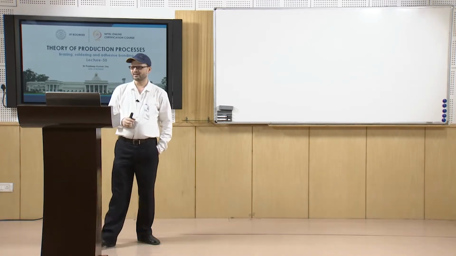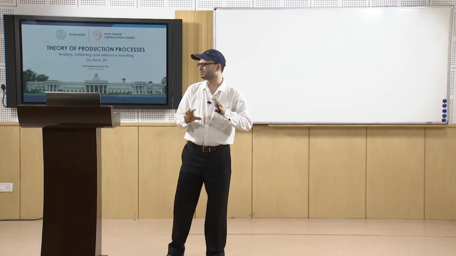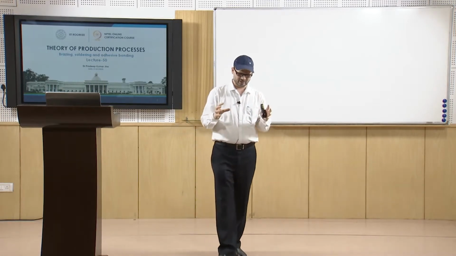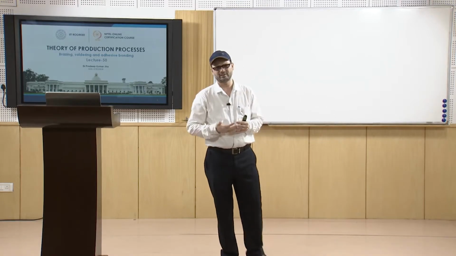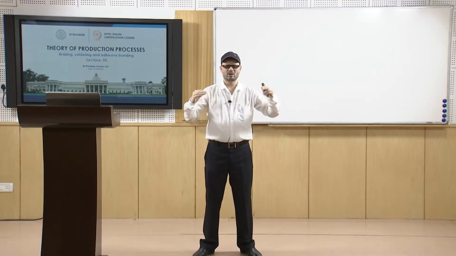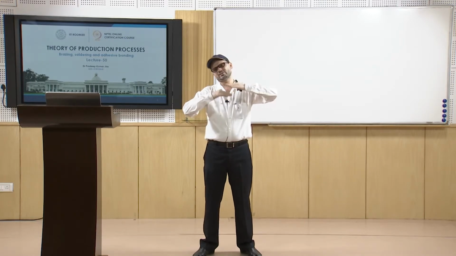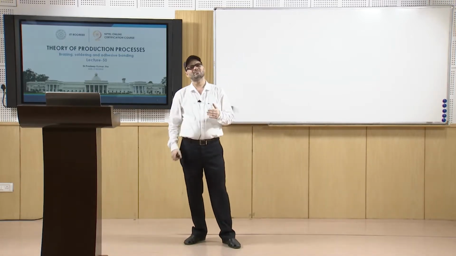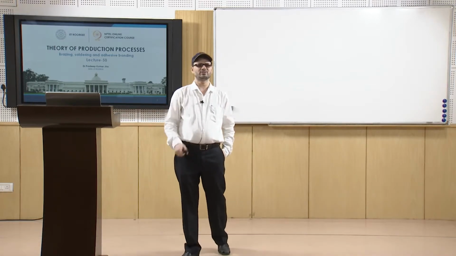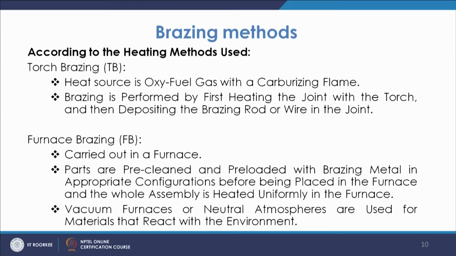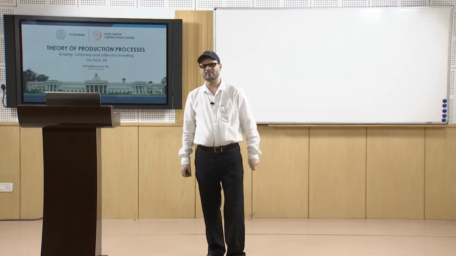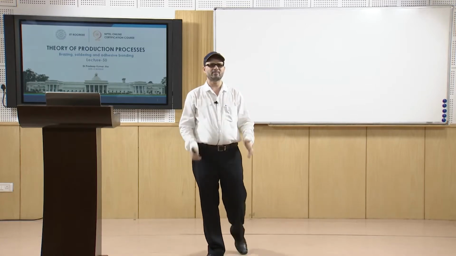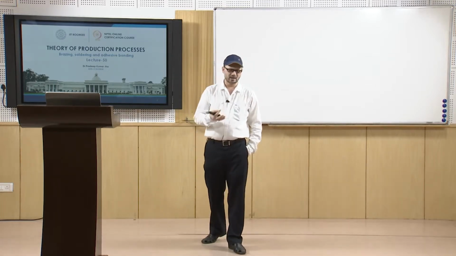Now we talk about the different types of brazing methods. The different brazing methods are basically based on how you are heating. First of all, you place the braze material in the joint and then you heat it. Based on the different methods of heating, you have different brazing methods, like torch brazing. In this case there is a torch with oxyfuel gas and a carburizing flame, and from that flame you heat the joint. The temperature will increase, and that way the brazing will be carried out.